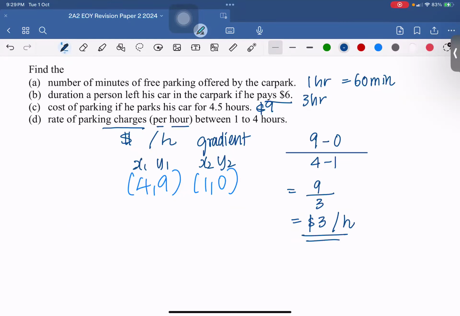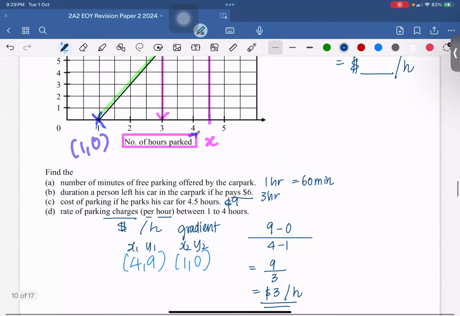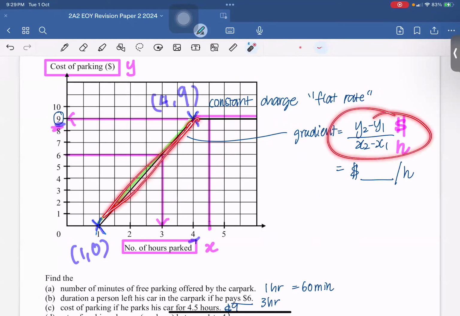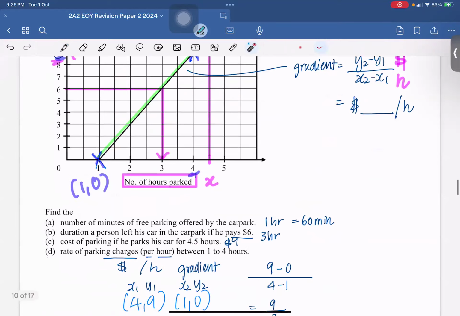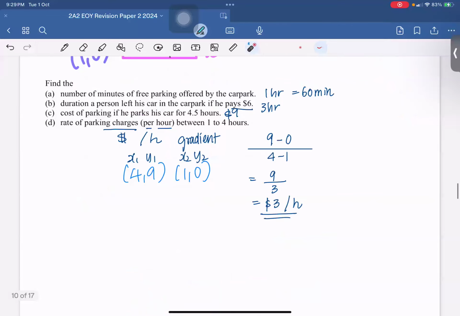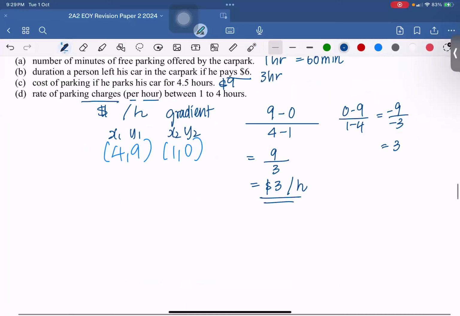Okay, so if now you understand the concept, a constant flat line means it's a flat rate. Then a gradient over here is the unit charges per hour. Shouldn't it be 0 minus 9? Does it make a difference? Oh, sorry, never mind. This one will be -9 over -3. Is the answer still 3? Yeah, same, right? So it doesn't matter which one.